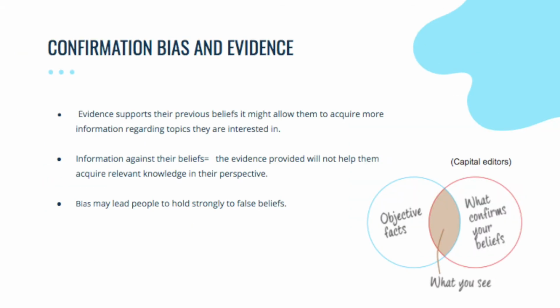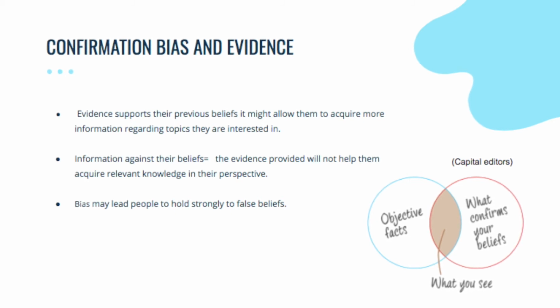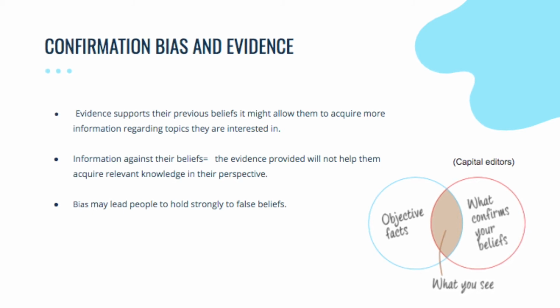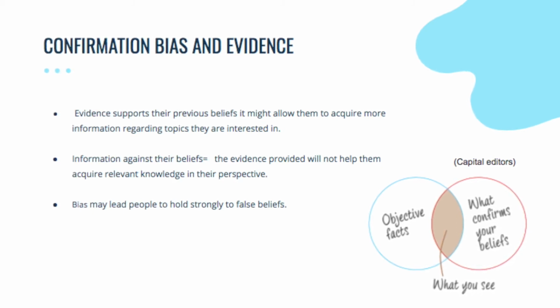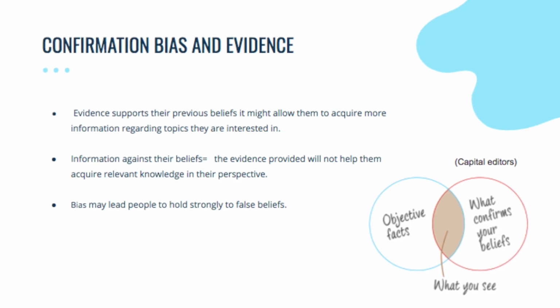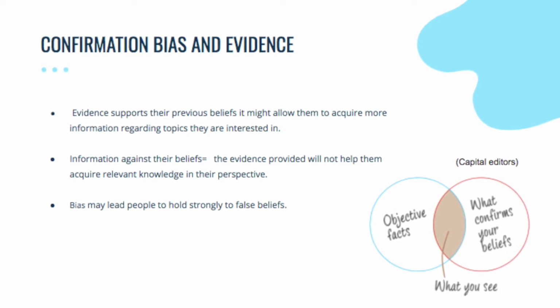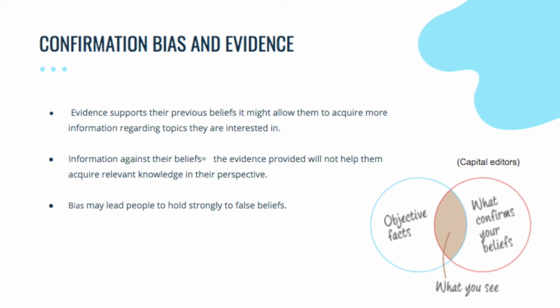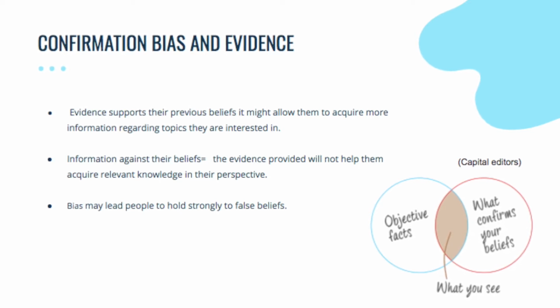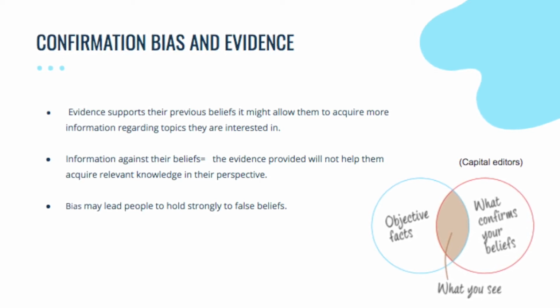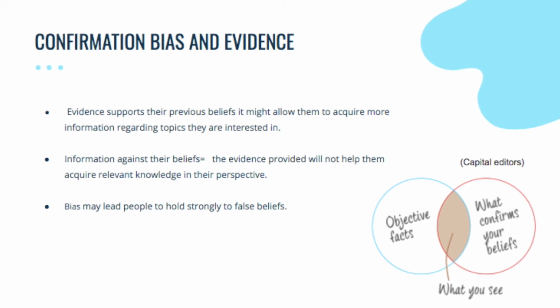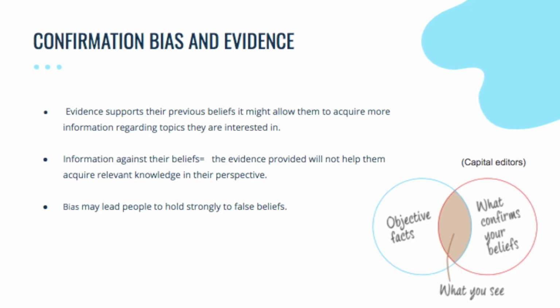Evidence can influence people's confirmation bias depending on whether the evidence supports their previous beliefs or not. If it supports their previous beliefs, it might allow them to acquire more information regarding the topic they're interested in. But if the information does not interest them and goes against their belief, then the evidence provided might not help them acquire relevant knowledge in their perspective.